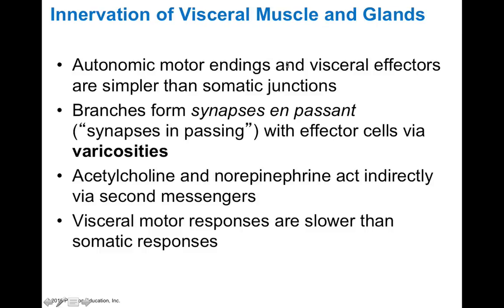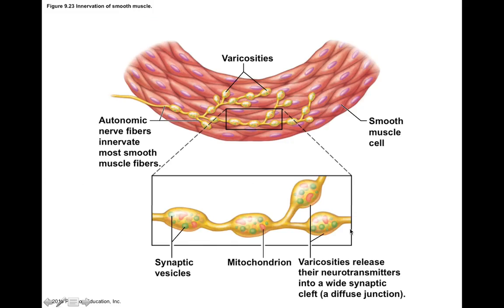Now, this differs from autonomic muscle because autonomic motor nerve endings and visceral effectors are more simple than somatic junctions. We see that at the autonomic nerve endings, branches form synapses en passant, which means synapses in passing. And these actually occur at what we call varicosities. Now, acetylcholine and norepinephrine act indirectly via second messengers rather than ligand-gated ion channels, and visceral motor responses are slower to react than the somatic motor responses.